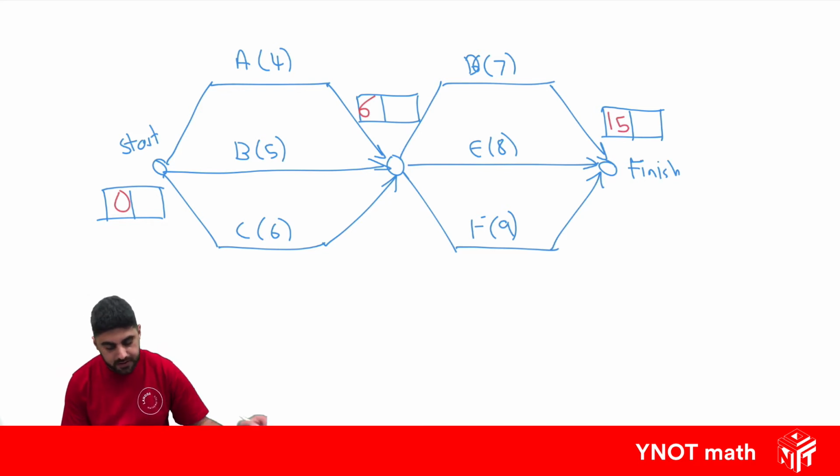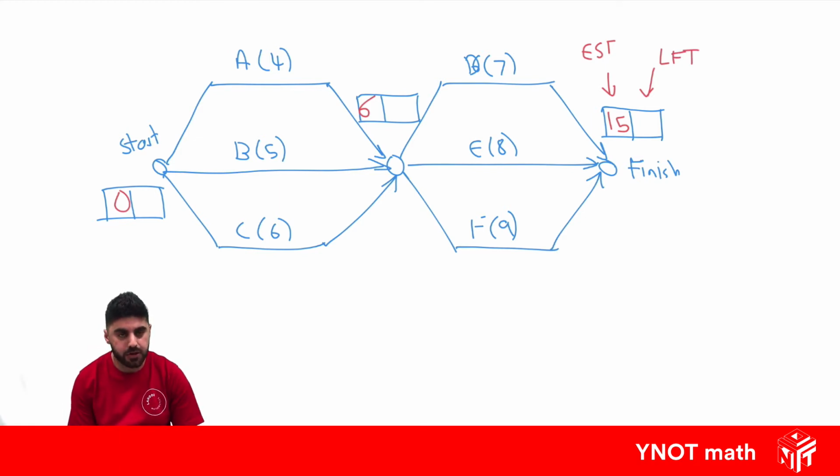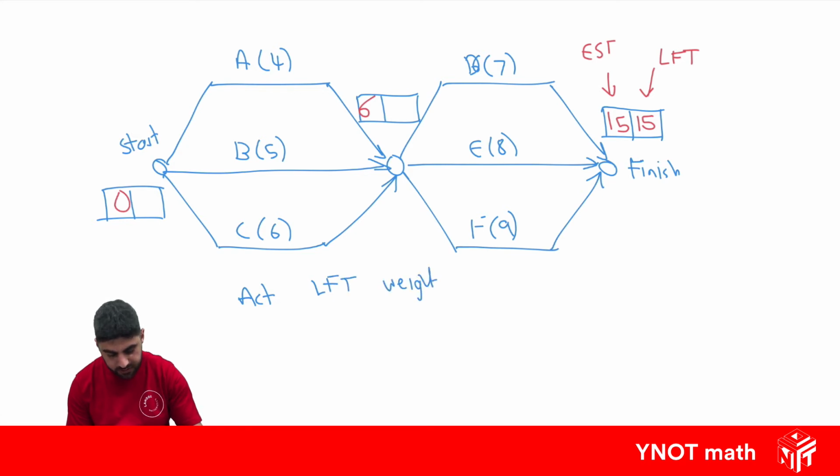Now, this was our earliest start time, and in here we're going to put our latest finishing times. And we're going to start at the finish by simply copying over our earliest start time. So it's 15, so we're going to put 15 there. Now we need to consider every edge that joins to that finishing vertex. So we're going to put our activity, our latest finishing time, the weight of each of those activities, and our latest starting time.